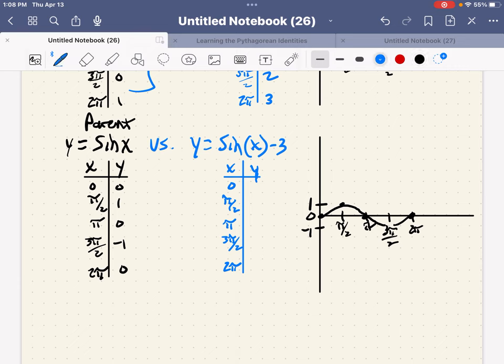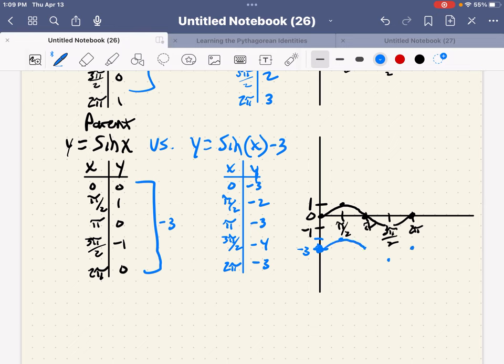And then y equals the sine of x minus 3. Take these y coordinates and subtract 3 from them, and you'd get -3, -2, -3, -4, -3. So 0, -3, pi over 2, -2, pi, -3. Did I mess up there? No. Pi, -3. And then 3 pi over 2, -4. And then 2 pi, -3.